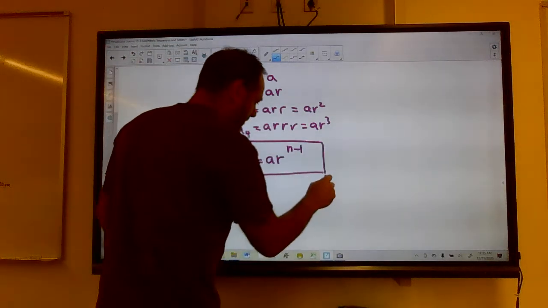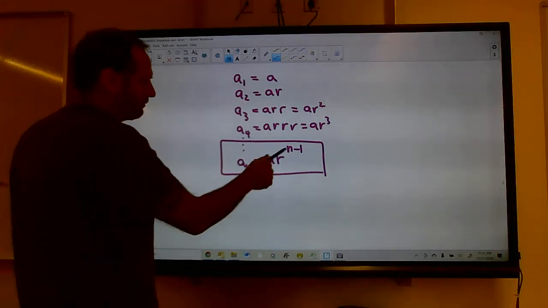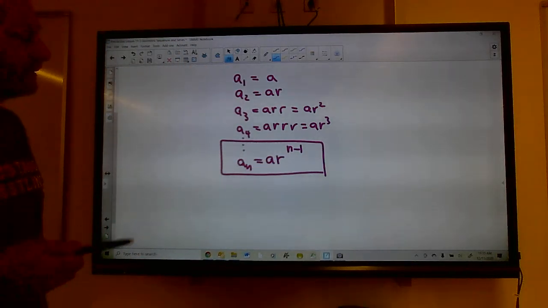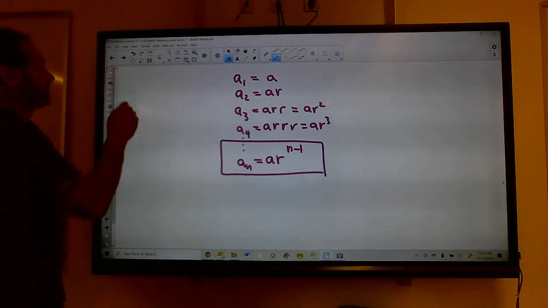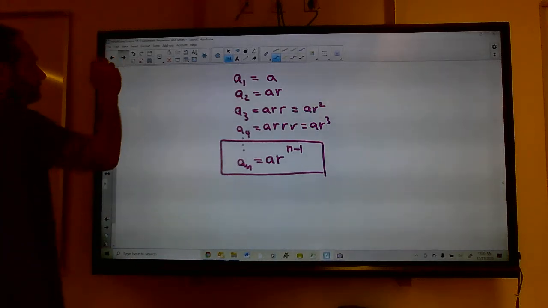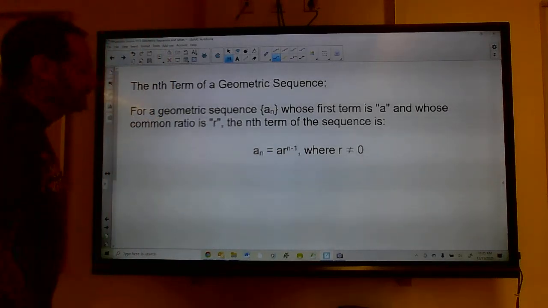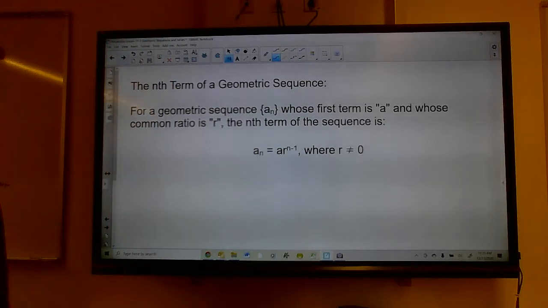There is my formula. It's always one less common ratio because the first term doesn't have a ratio. It's just whatever the first term is. There's my formula. And here it is again: a sub n is a times r to the n minus 1, where r is not equal to 0.